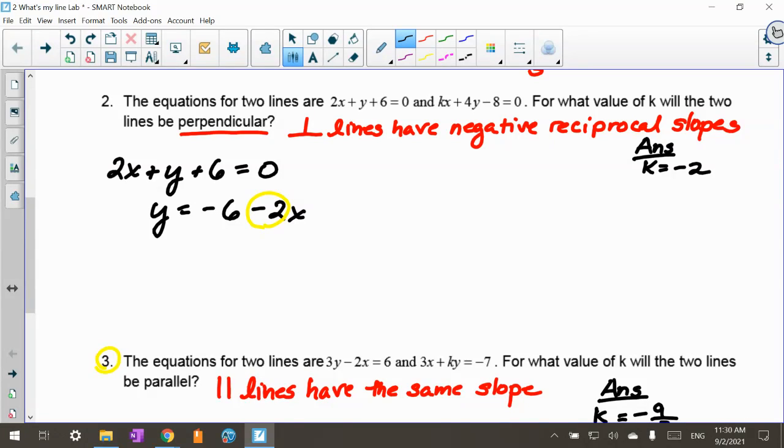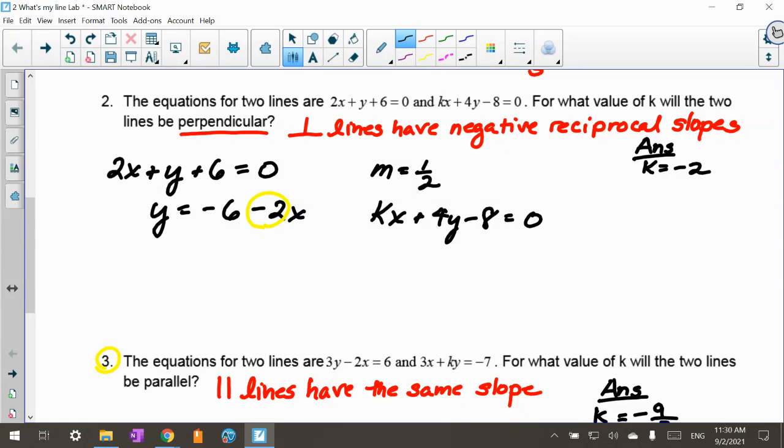So if my slope is actually negative 2, that means the slope of the other line, which is this one up here, has to be, you guessed it, 1/2. So here, the slope has to be 1/2 for this line. So I have kx plus 4y minus 8 equals 0. Again, I'm going to solve for y, and hopefully we can figure out what k is.